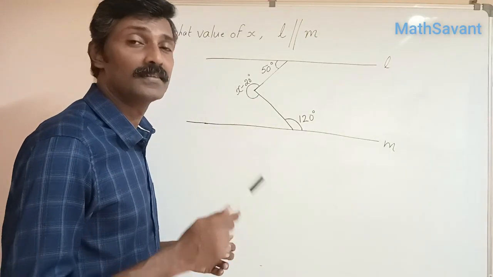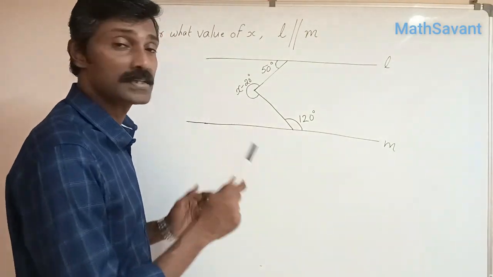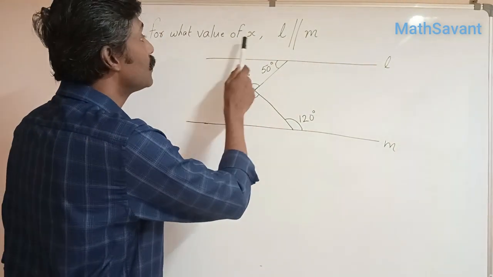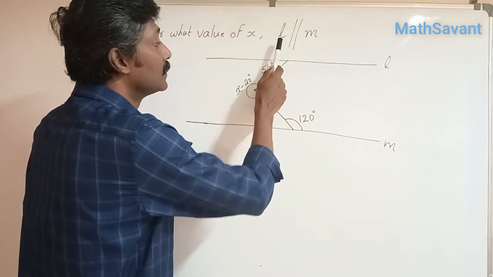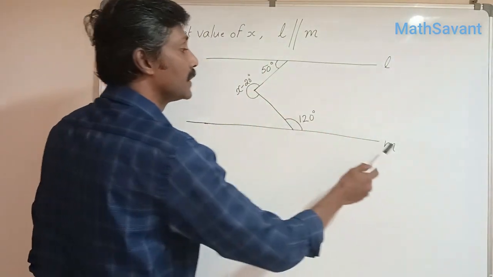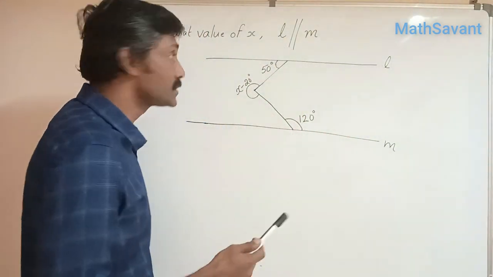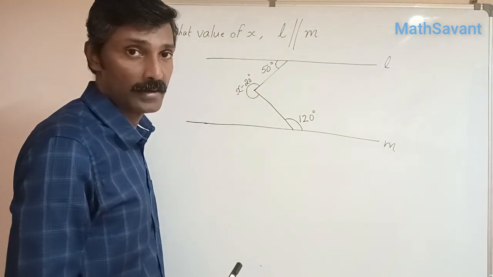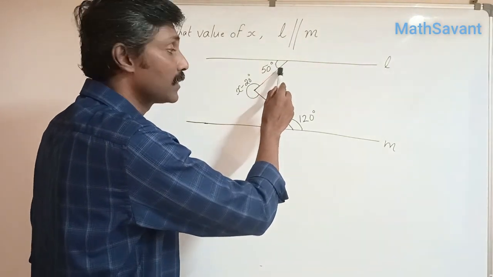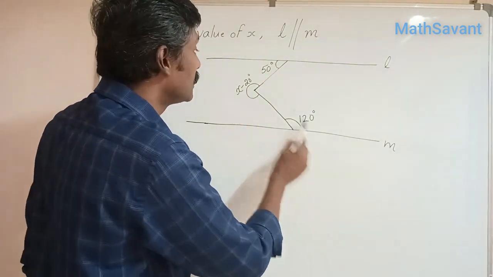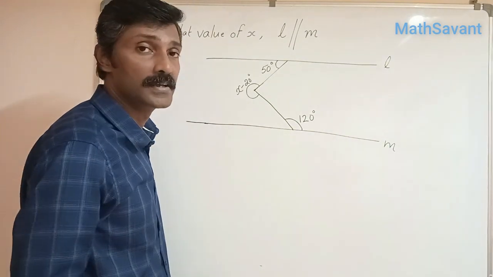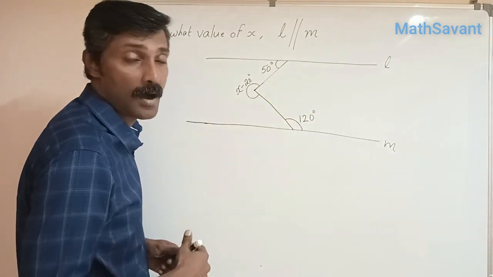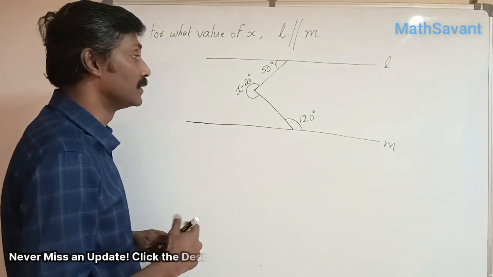And finally, in the third question, we have almost a similar figure given here, but the question is, for what value of X the line L and the line M are parallel? We are asked to find out for what value of X the two lines are parallel. Okay, so this angle is given as 50 degree, this is 120 degree, and this angle is X minus 20 degree. So for what value of X these two lines L and M are parallel? That's the question.